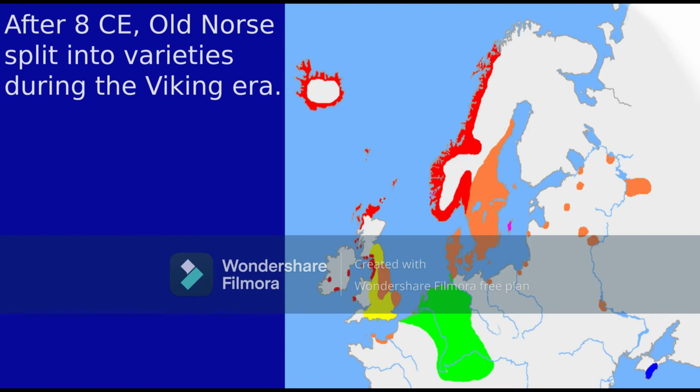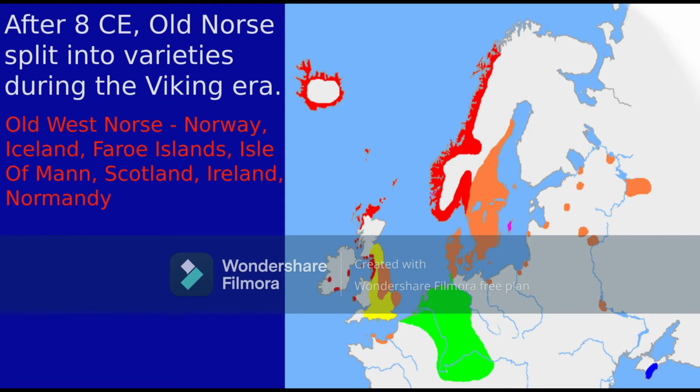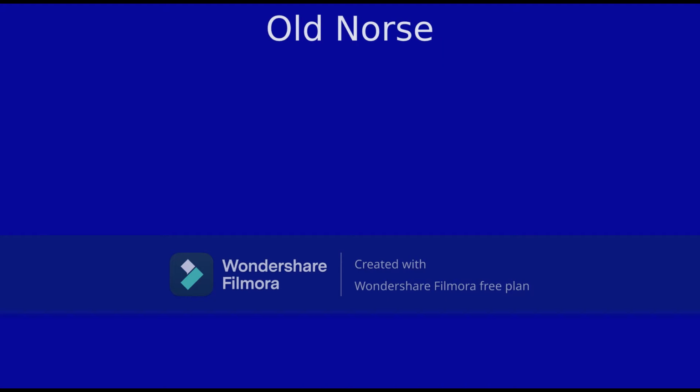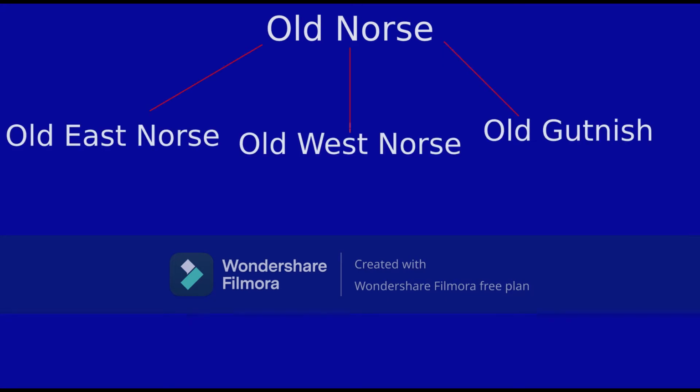After 8 CE, Old Norse split into varieties during the Viking era. There was Old West Norse, spoken in Norway, Iceland, the Faroe Islands, the Isle of Man, Scotland, Ireland, and Normandy. Old East Norse, spoken in Normandy, Russia, England, Denmark, and Sweden. Then Old Gutnish, spoken on the Isle of Gotland. Old Norse split into these three dialects, which then became the modern languages of today.